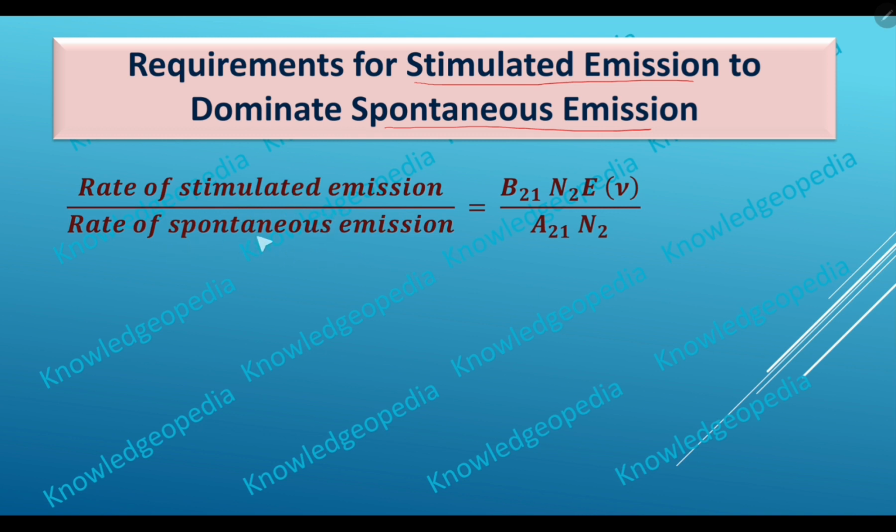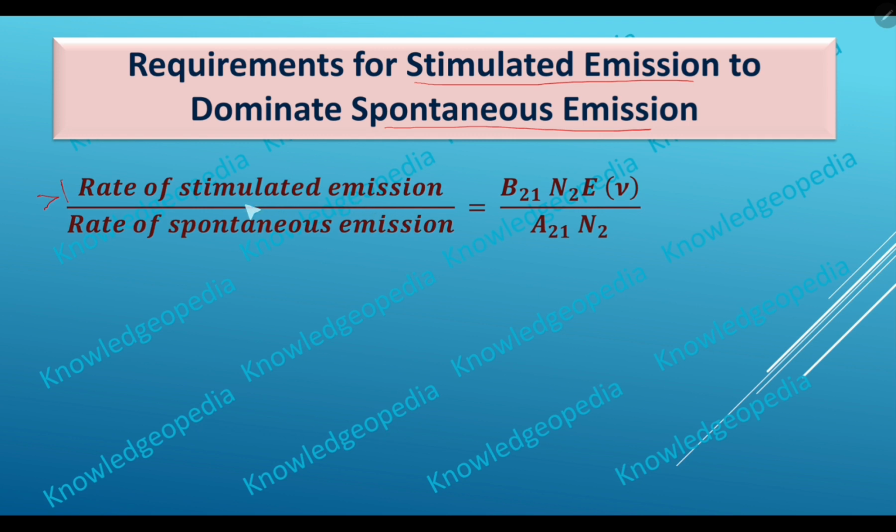If we find this ratio and it is greater than 1, definitely stimulated emission is more as compared to spontaneous emission. If it is 1, both are the same. If it is less than 1, then spontaneous emission will dominate. But we need a situation where stimulated emission should dominate over spontaneous emission.